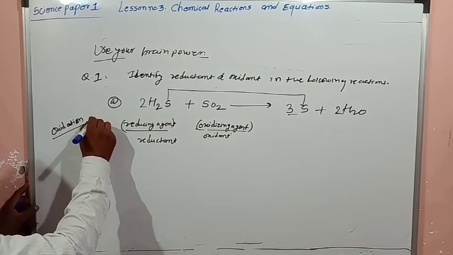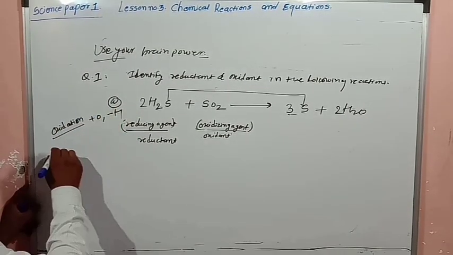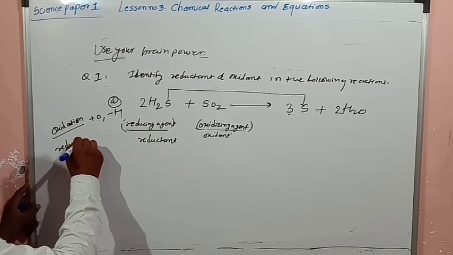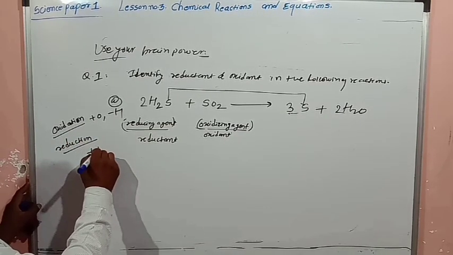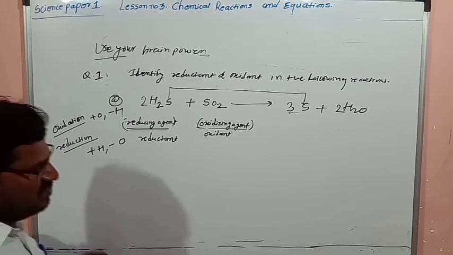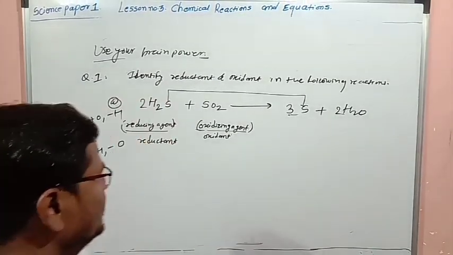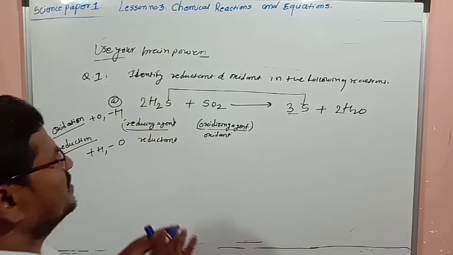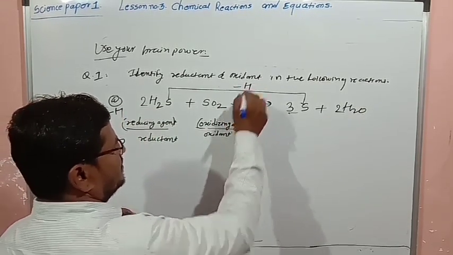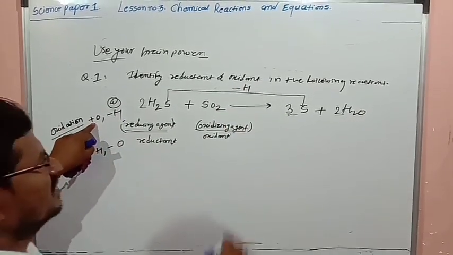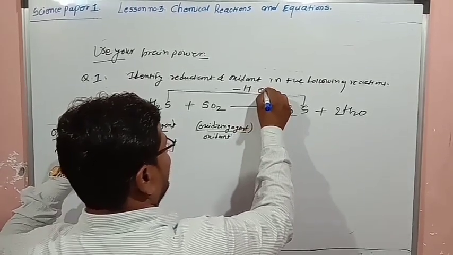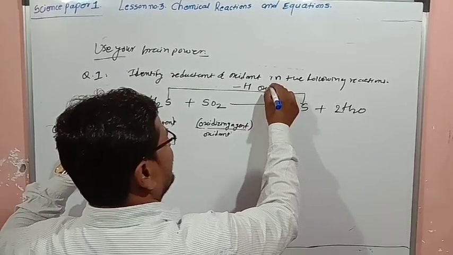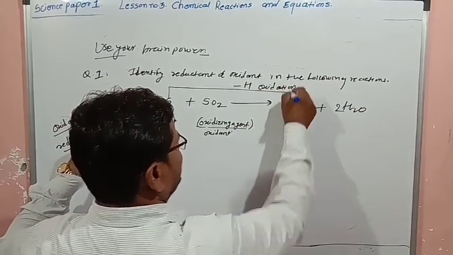Oxidation means plus O minus H, and reduction means plus H minus O. From that you can understand. So here from sulfur, hydrogen is removed, minus H is there. So in sulfur's case, oxidation takes place. Here oxidation.